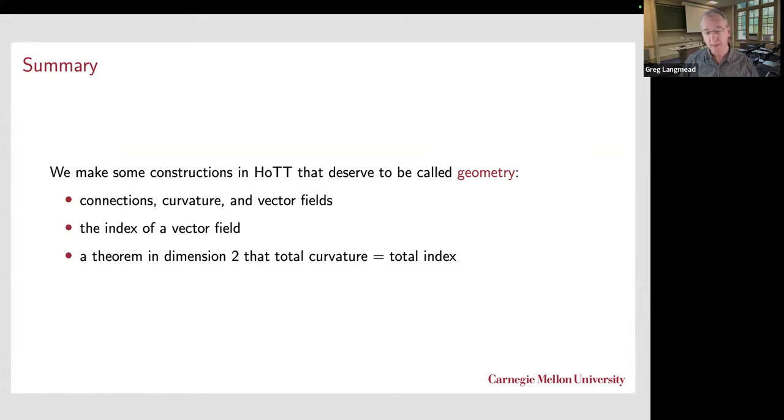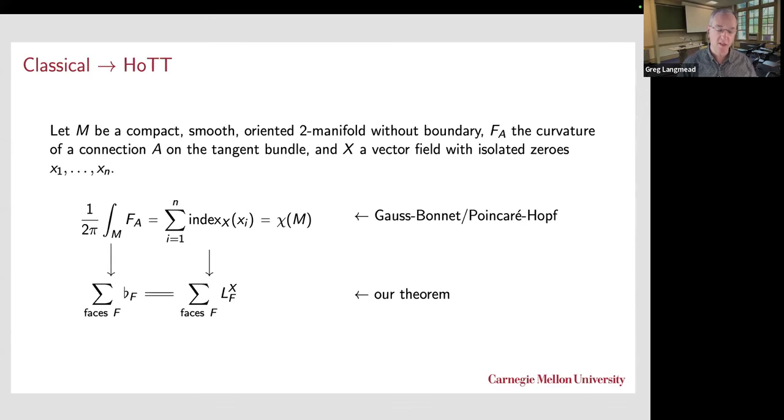And then a theorem in dimension 2, a classical theorem that we will prove here: that the total curvature on a manifold, or our analog of that, is equal to the total index of a vector field. The classical context is the following.